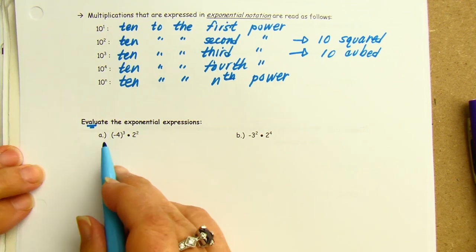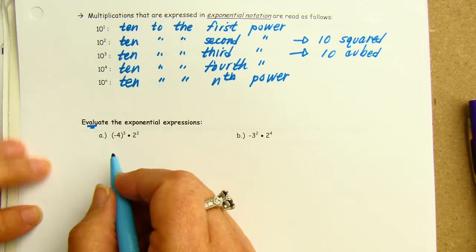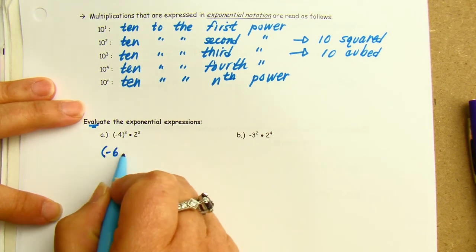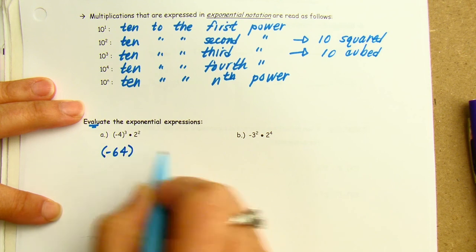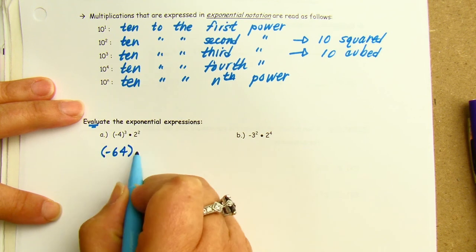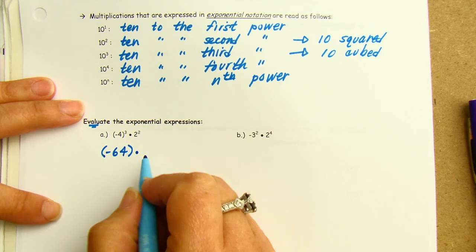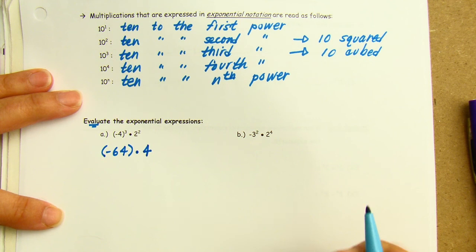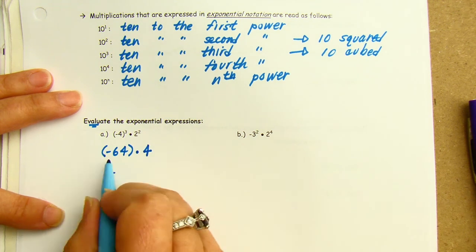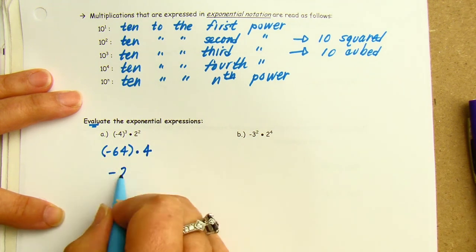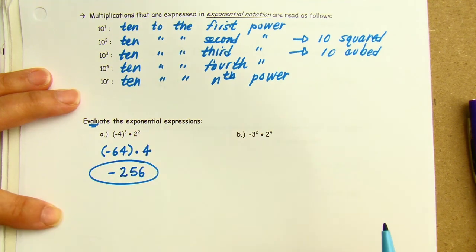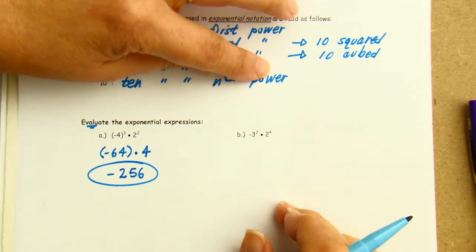I am cubing the negative, and so when I raise negative 4 to the power of 3, that's going to give me a negative 64. And then, of course, here, multiply with 2 squared, that's 4. And when I multiply 64 with 4 and then make it negative, because I have a negative being multiplied with a positive, my answer here is negative 256. So the value of that expression is negative 256.